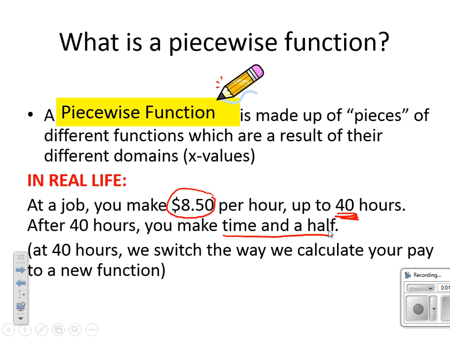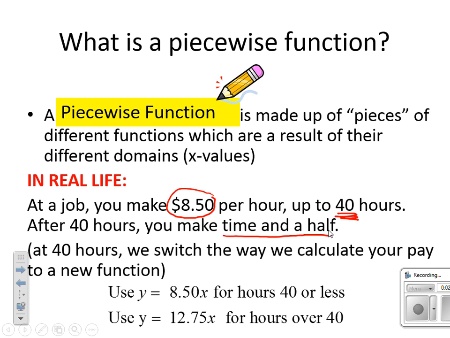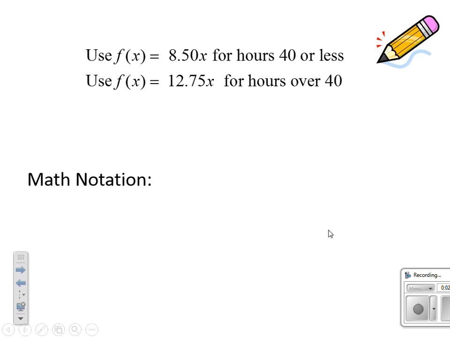But then all of a sudden, we switch the way we calculate our pay if we work overtime, and that becomes a new function. So the two functions that we would have are $8.50 per hour for 40 hours and less. But then at 41 hours, or 40 and a half hours, or 40 and a quarter hours, if we work over 40 hours, your employer has to pay you time and a half, which would calculate as $12.75.